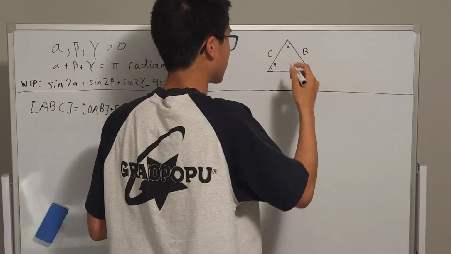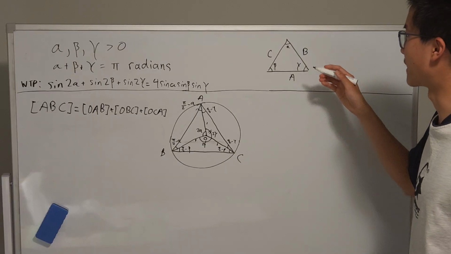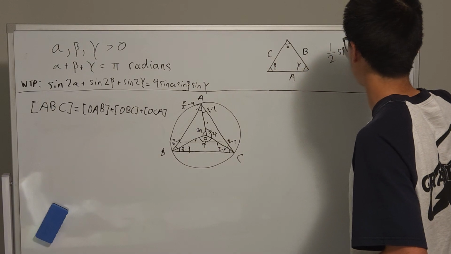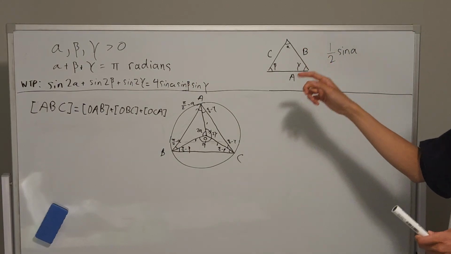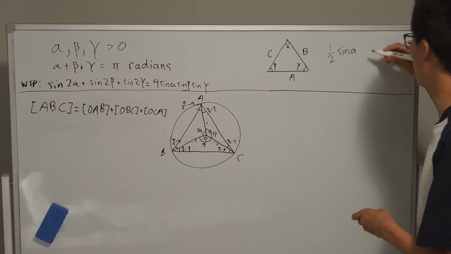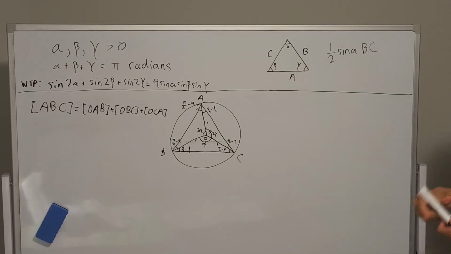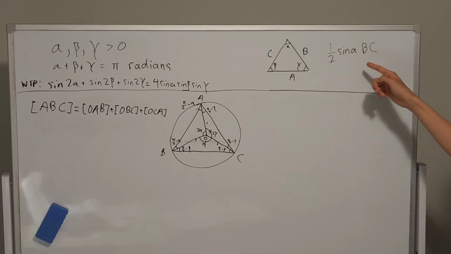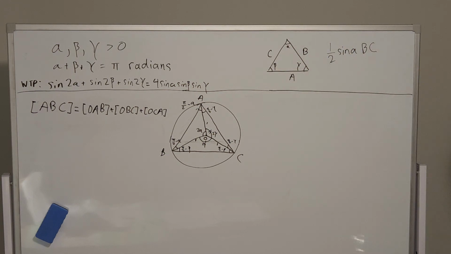Okay, so the area of this triangle. Suppose we're using angle alpha, for example. It will be half sine alpha times, so this angle alpha is in between side lengths B and C, so it will be times B, capitals B, and times C. Now similarly, if we want to do it with this angle, it will be half sine beta times A times this side length C. Same thing here for gamma.